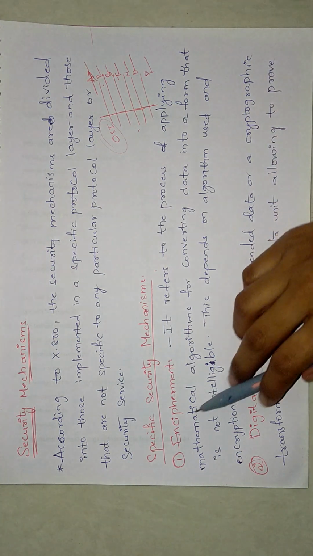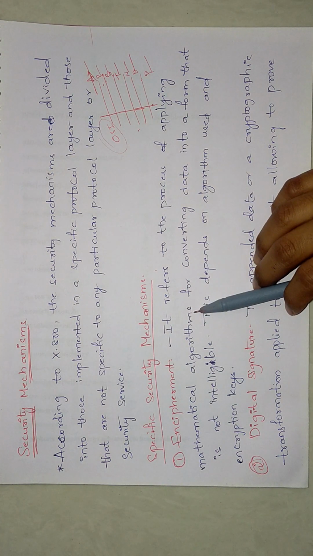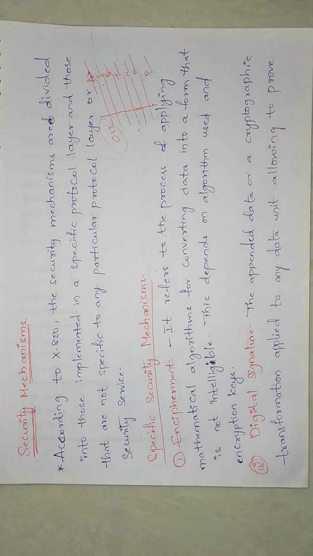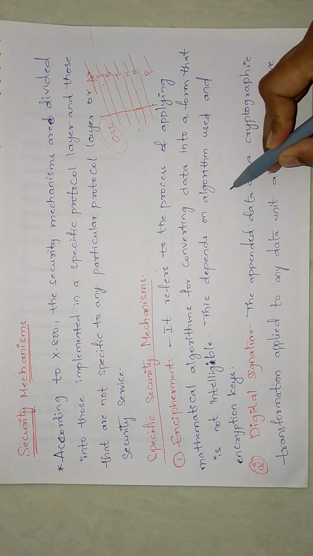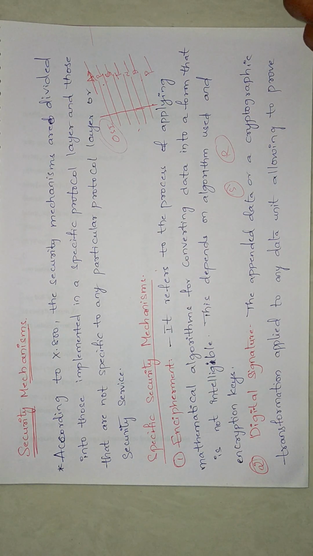Now let's see some security mechanisms. These are specific ones. First one is encipherment. This means the process of applying mathematical algorithms to convert data into some form that is not intelligible. That means whenever data is being transmitted from the sender to the receiver, we apply some algorithms. Why? Because if we send the message as it is in the channel, then anyone who can access that channel, a third party, will understand the message.